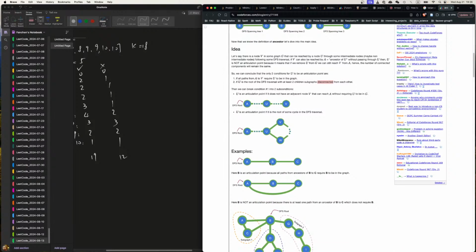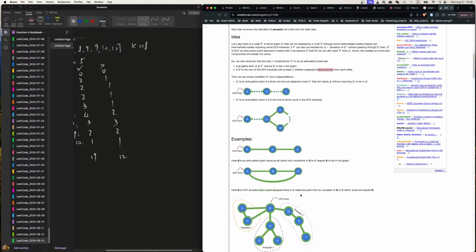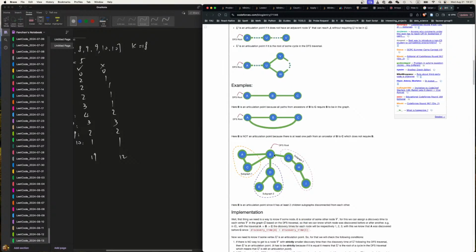B is an articulation point because all paths from the ancestor to B to C require B in, but this is not. B is not an articulation point because there is at least one other path. B is an articulation point since it has at least two children subgraphs disconnected from each other.